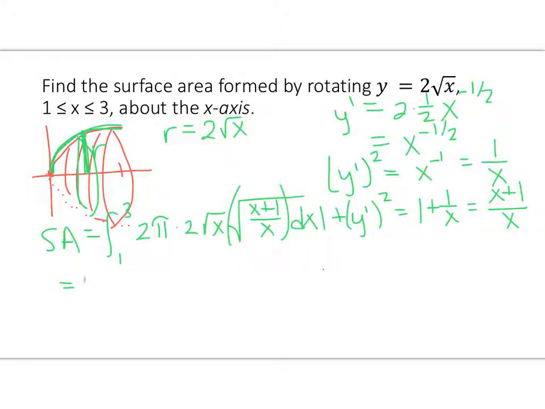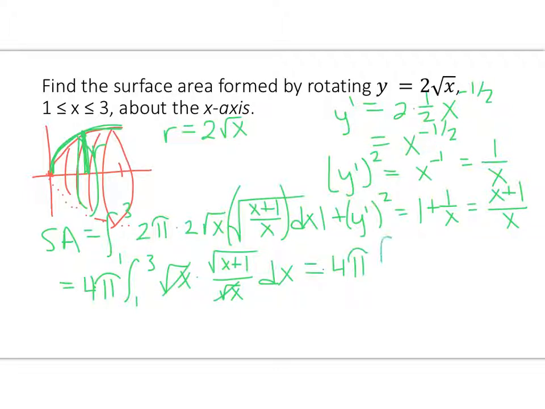So I'm going to pull out the 4 pi. So I have 4 pi, the integral from 1 to 3, the square root of x times, and this square root, when I have a fraction, I can break it up. Square root of x plus 1 over square root of x dx. So these radical x's simplify out. So I have 4 pi, the integral from 1 to 3, the square root of x plus 1 dx.